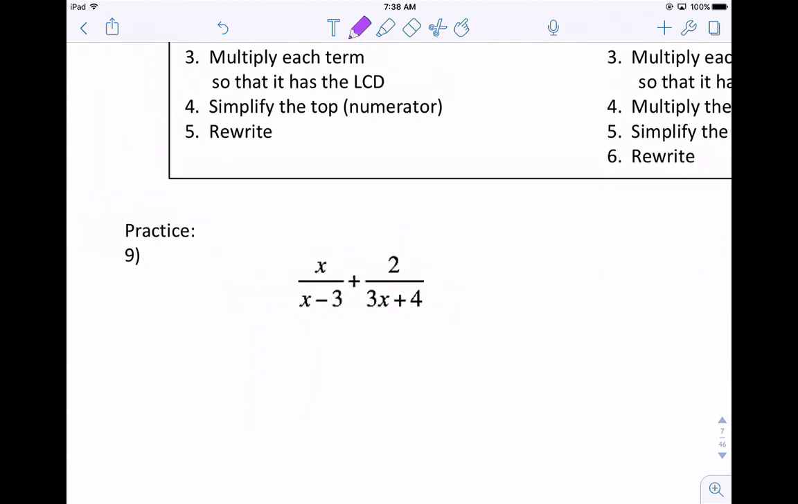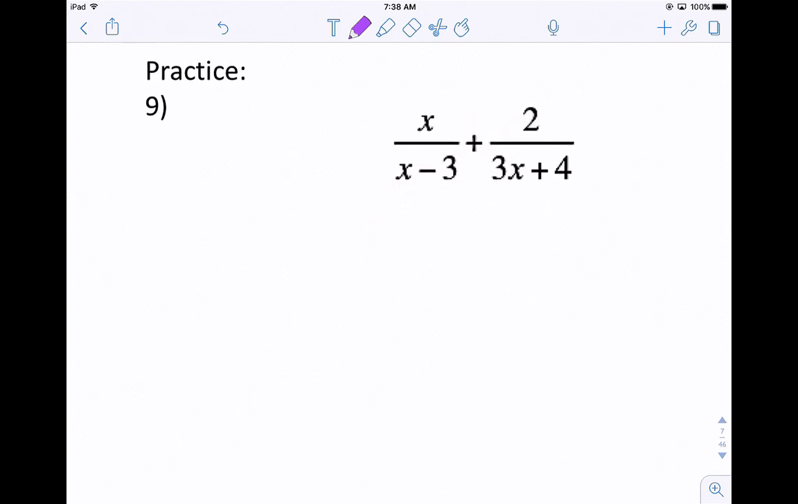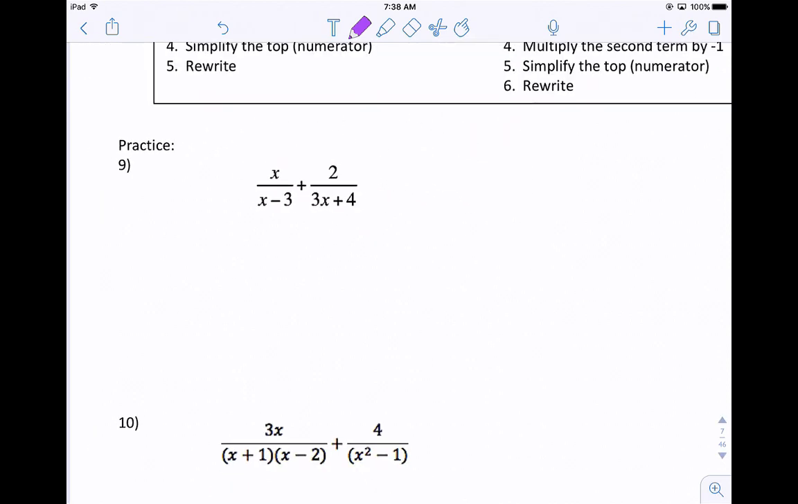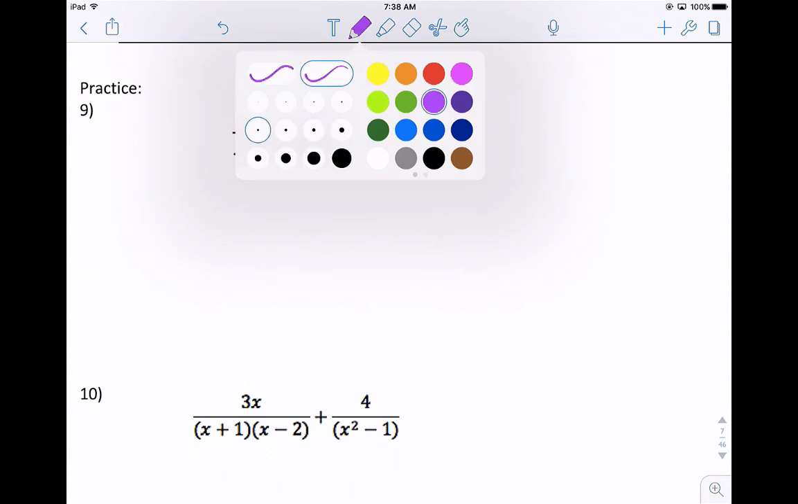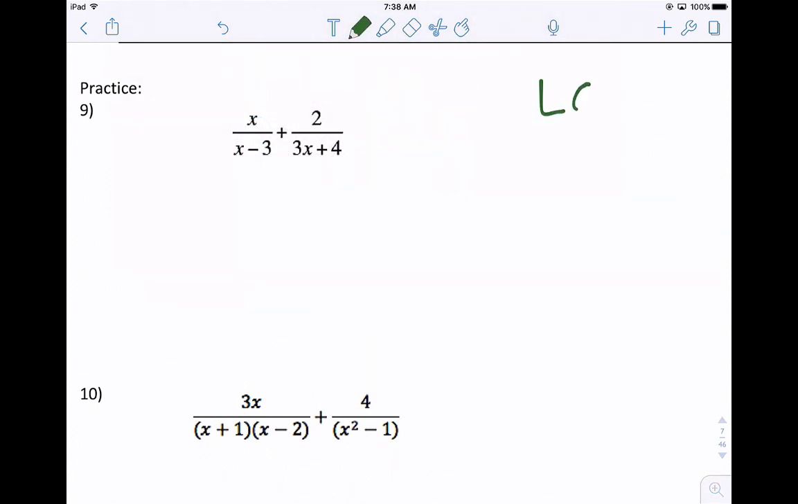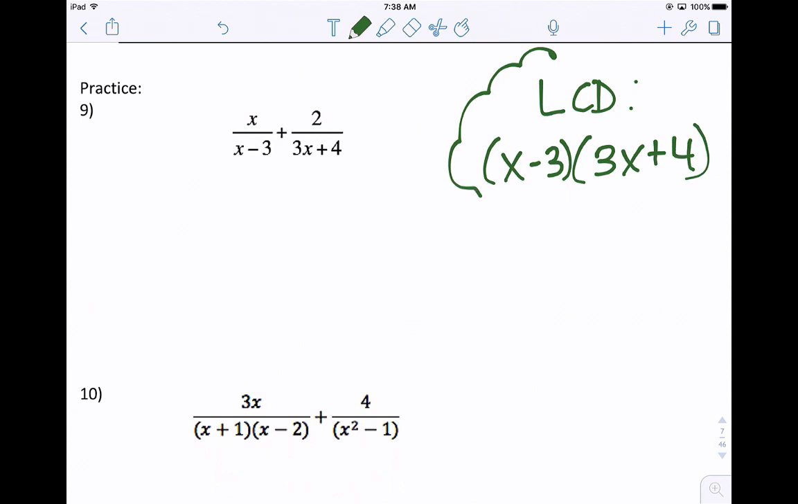First step is you're going to factor. So if we look at the first example, it's already factored. Second step is we're going to list the lowest common denominator, which is everything on the bottom of your fraction, unless something repeats. If it repeats, you just write it once. So on the bottom, I see an x minus 3 and a 3x plus 4. This is actually part of our answer. This is the bottom of our answer, the lowest common denominator.